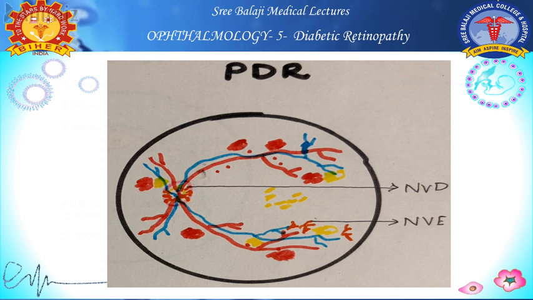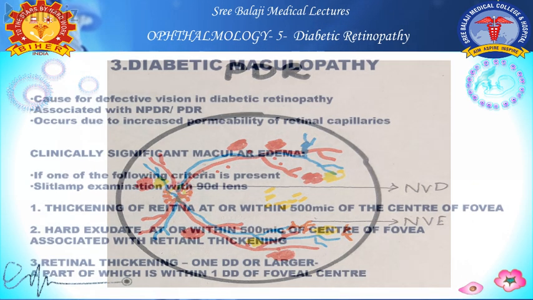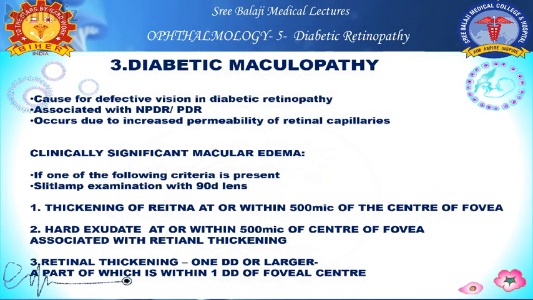This is a picture of PDR, proliferative diabetic retinopathy. You can see the optic disc has numerous small blood vessels which are called neovascularization of the disc. Also we can see similar new vessel fronts seen elsewhere in the retina, which is called neovascularization elsewhere, NVE. So moving on to diabetic maculopathy, which is very important.